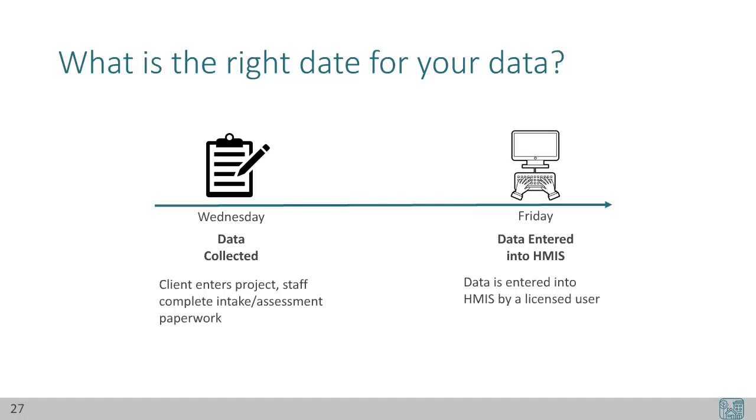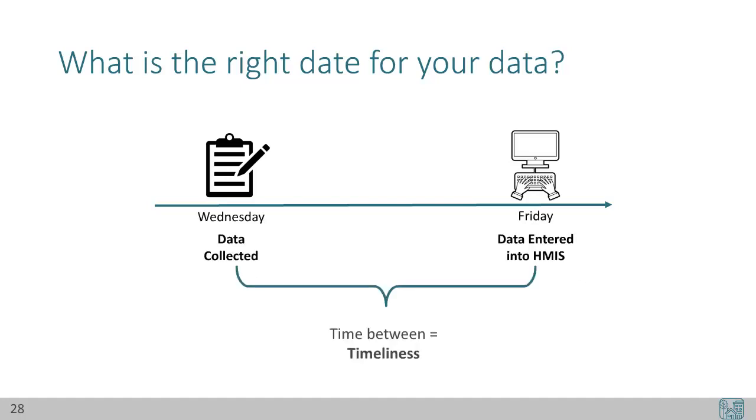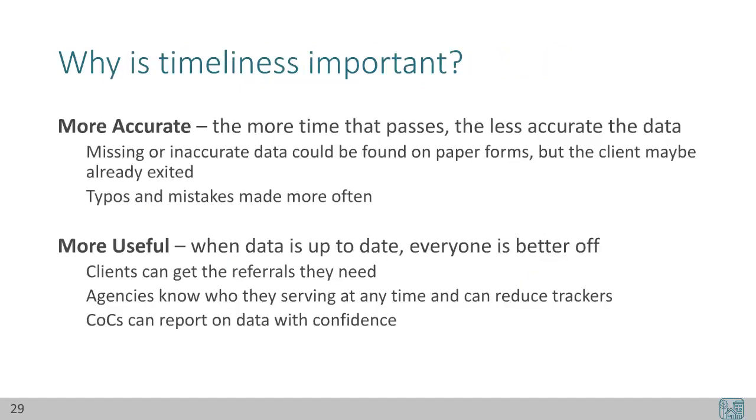As a system and as data nerds here at the Data Center, we want to get ever closer to real-time data entry. One important measure of data quality is the length of time between data collection and data entry into HMIS. We call this timeliness. Our HMIS measures this for project start and project exit data. Data science has shown that data is more accurate and more useful when data is entered in a timely way. This applies in general, not solely to the area of ending homelessness.